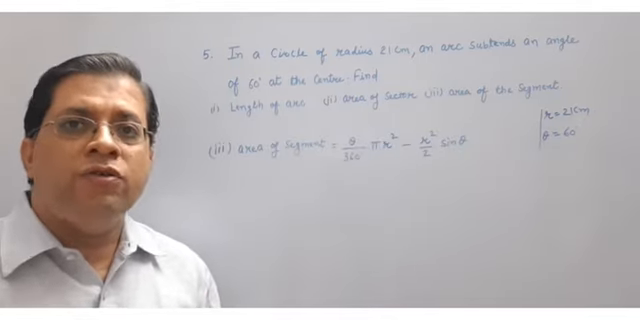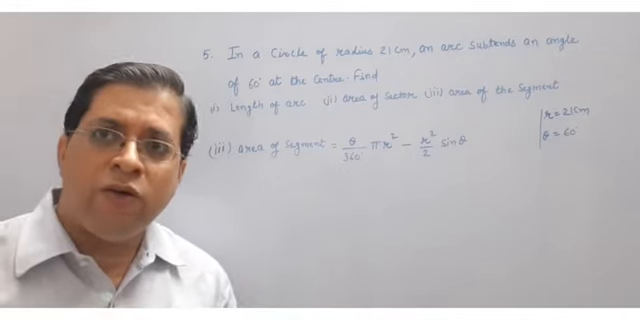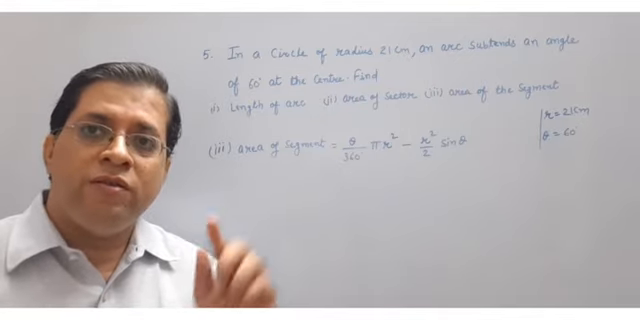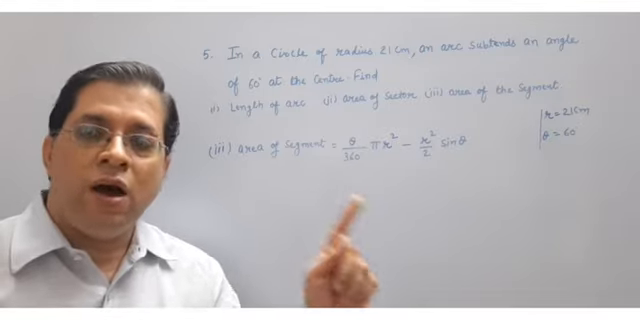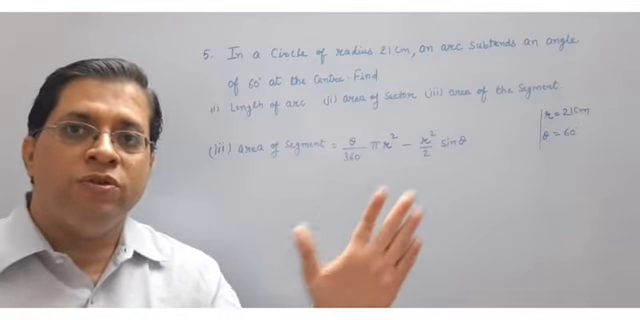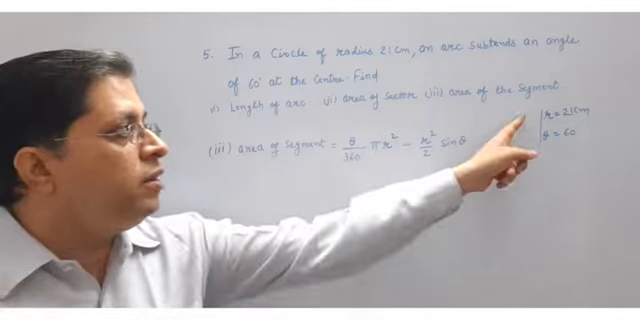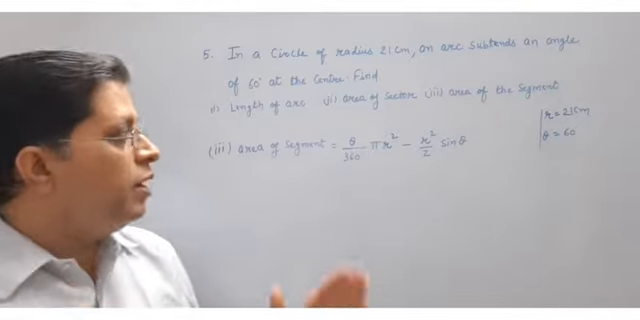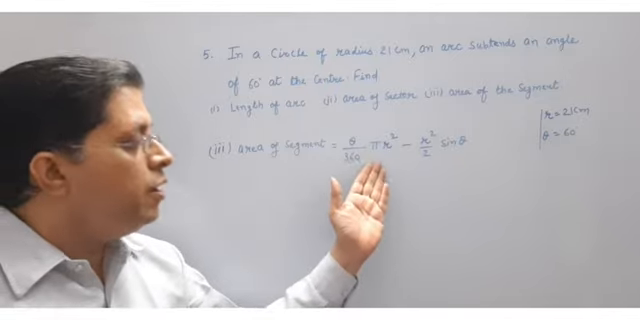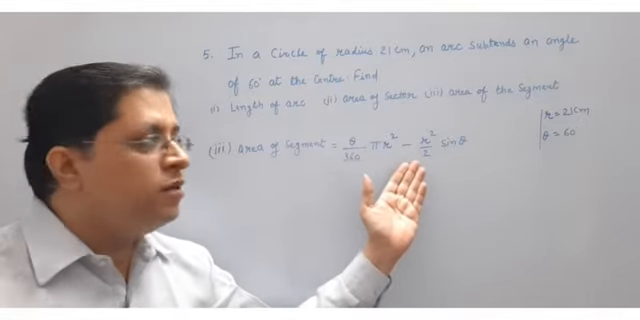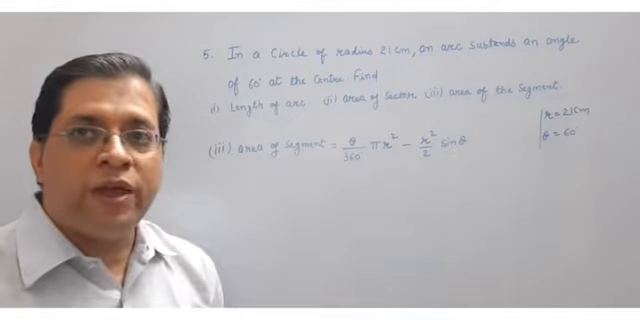Next one is area of segment. What is the formula of area of segment? Area of segment is theta upon 360 degree into pi r square minus r square by 2 into sin theta. We have been given r and theta, both things are given to you. Now let us see here. Area of segment equals theta upon 360 degree into pi r square minus r square upon 2 sin theta.